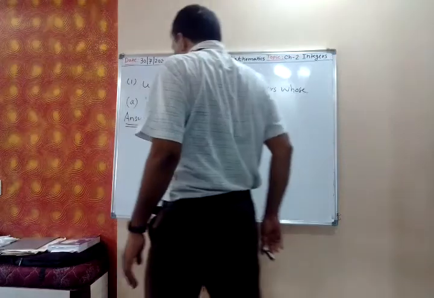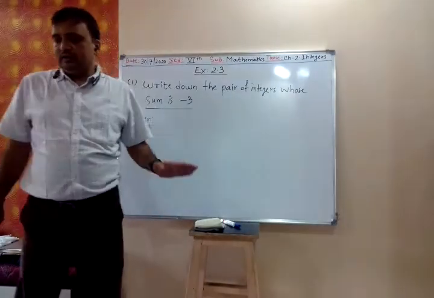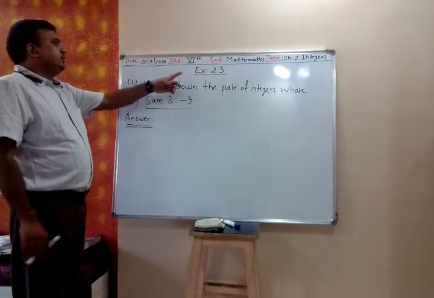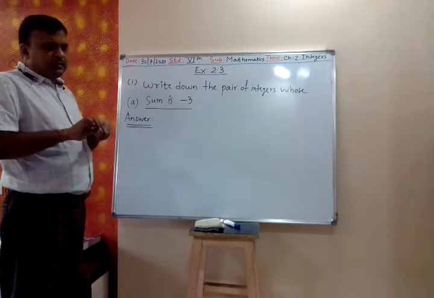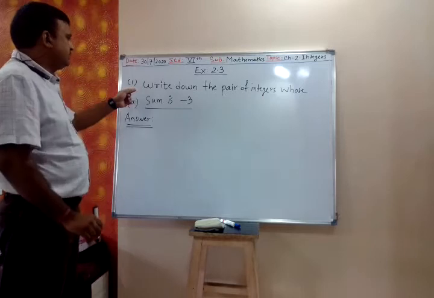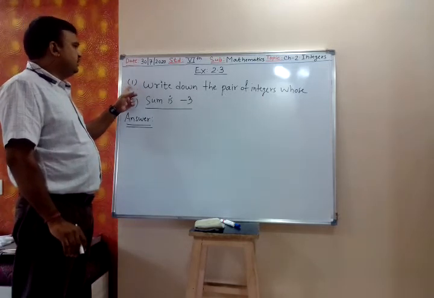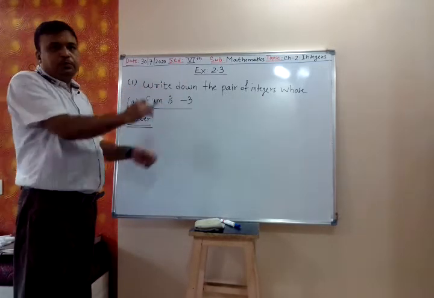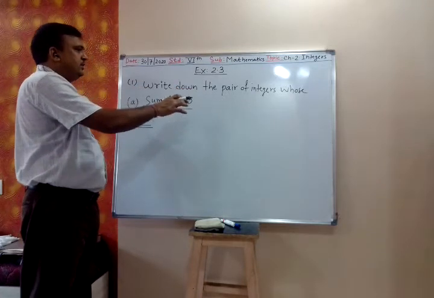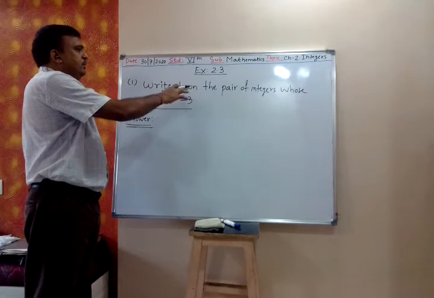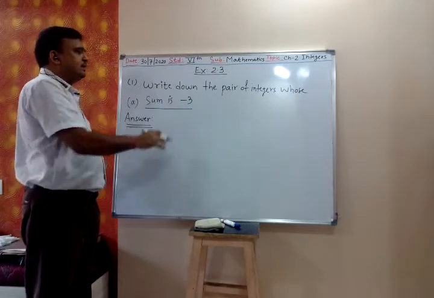Now let us start. Now we start exercise 2.3. Please mute the microphone now. First question. Exercise 2.3. Write down the pair of integers. Write down the pair of integers whose sum is -3.